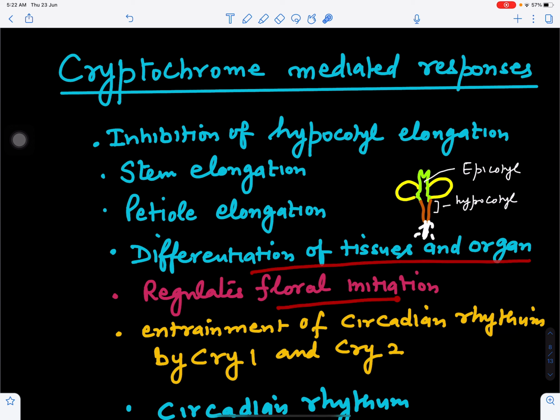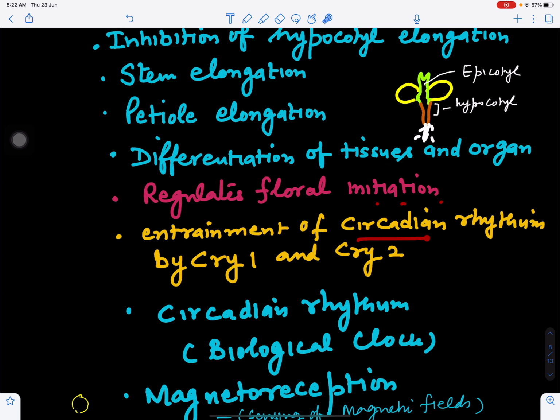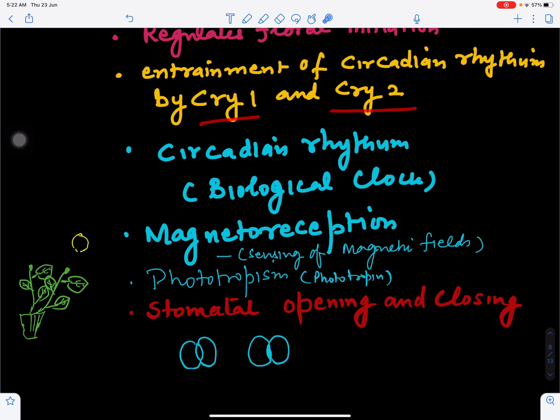And in some plants, this also regulates floral formation or flower bud formation. So this regulates floral initiation, and this also controls circadian rhythm. So what is circadian rhythm? Basically, this is a biological clock which is occurring inside the organism. So this is being controlled by Cry1 and Cry2 genes, or Cry1 and Cry2 proteins. And cryptochromes are also causing magnetoreception. Magnetoreception is sensing the magnetic field around a particular species, right? So if a plant is growing and can sense a certain magnetic field around it, this is with the help of cryptochrome only. So this is called magnetoreception.